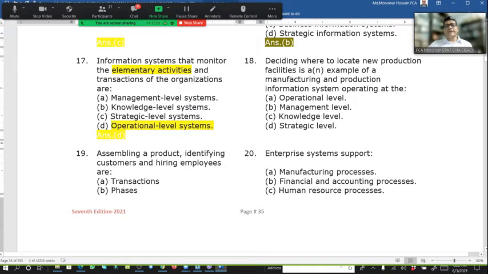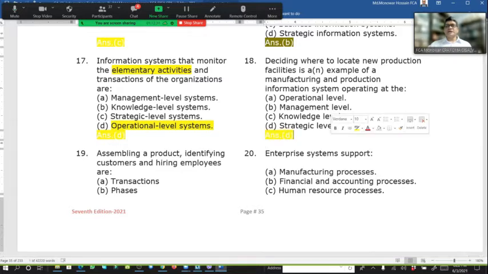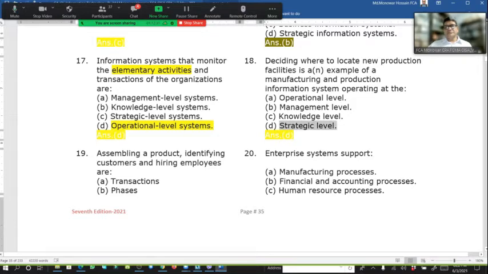So 18. Deciding where to locate a new production facility is an example of a manufacturing and production information system operating at the operational, management, knowledge, or strategic level. Deciding where, that means strategic level.